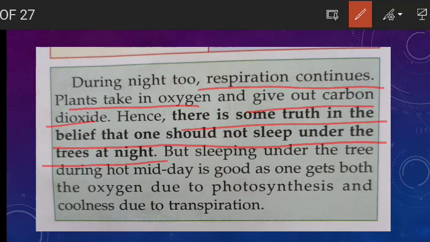Why? Because during the night time plants respire, and in the process of respiration plants give out which gas? Carbon dioxide gas, and the same gas that person will inhale. But sleeping under the tree during the hot midday is cool, as one gets both oxygen due to photosynthesis and coolness due to transpiration.